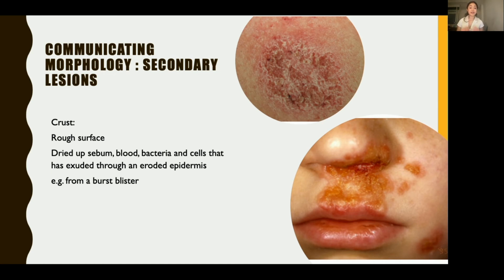So where was I? You get dried up sebum, blood, bacteria, which have come through an eroded epidermis, so commonly from a burst blister. And the example I've included here is that classic honey-colored picture in impetigo in children. So you call that honey-colored crust.